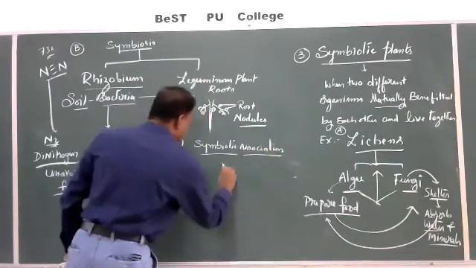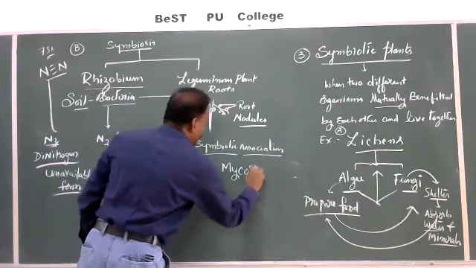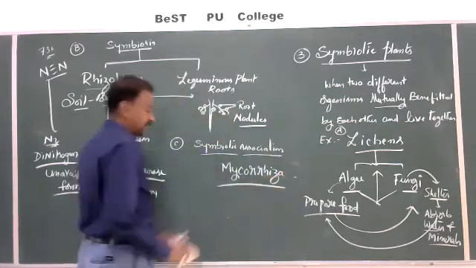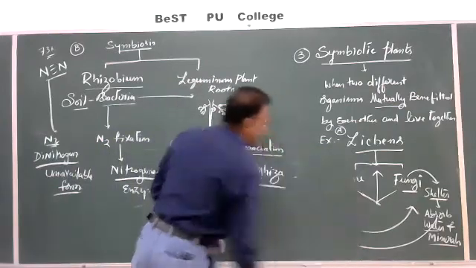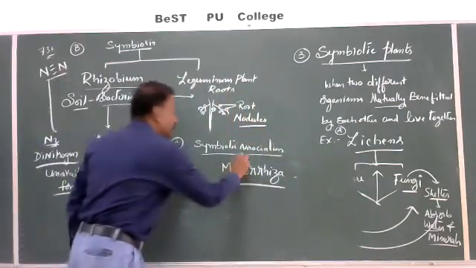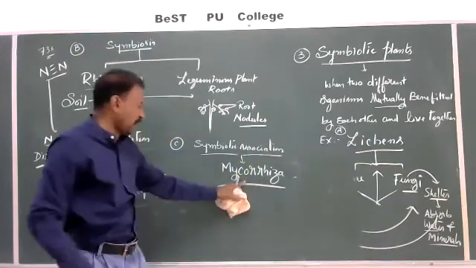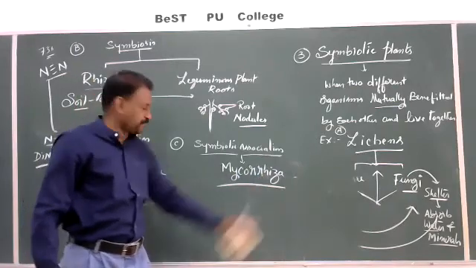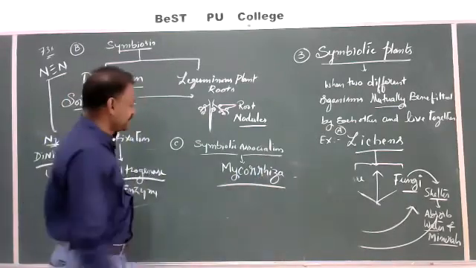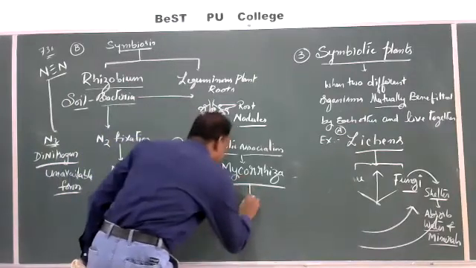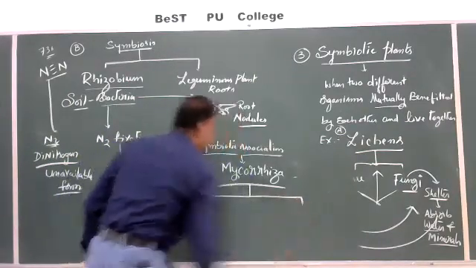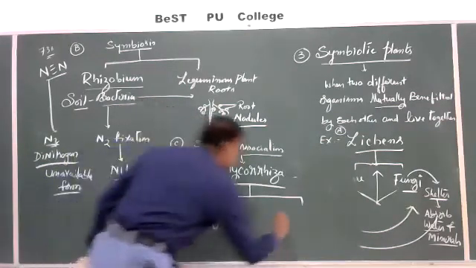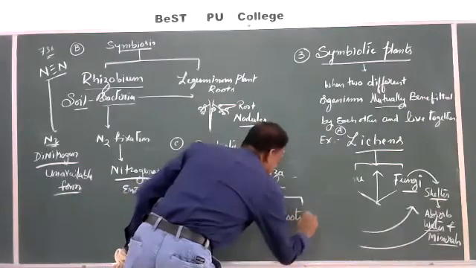Which is called mycorrhiza. I repeat, a symbiotic association called mycorrhiza, mycorrhizae or mycorrhiza. Mycorrhiza is a symbiotic association of fungi and the roots of higher plants.